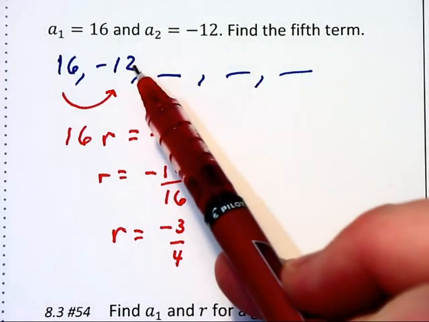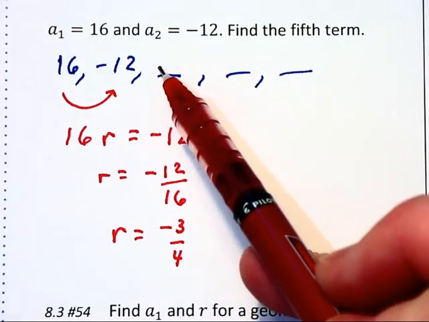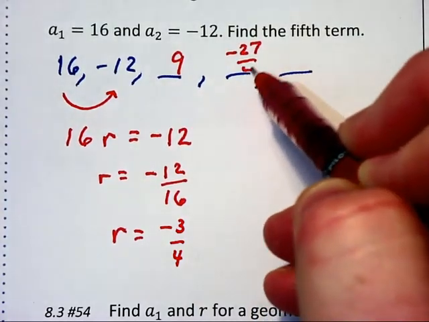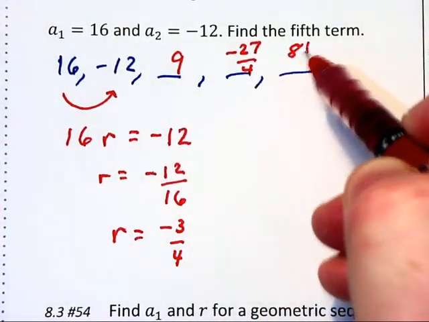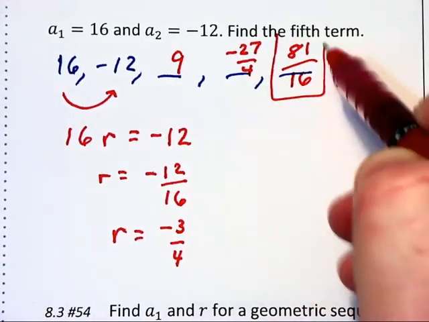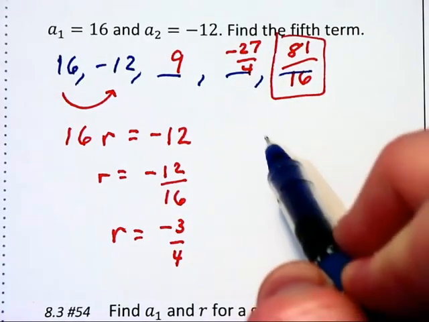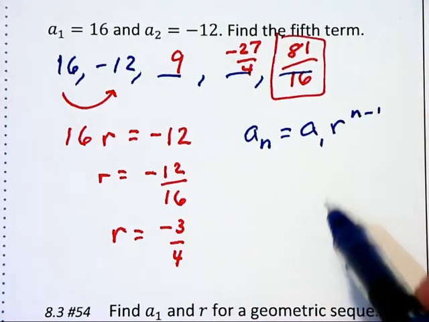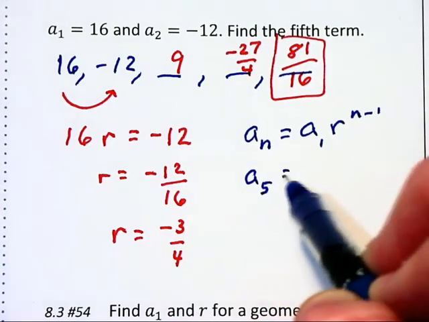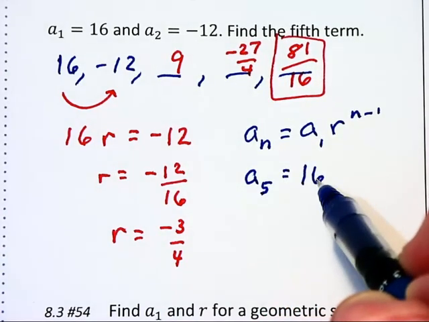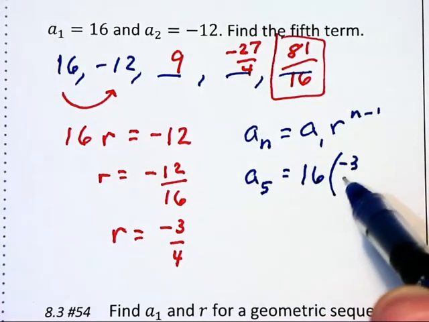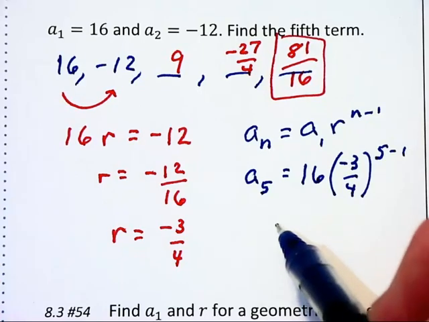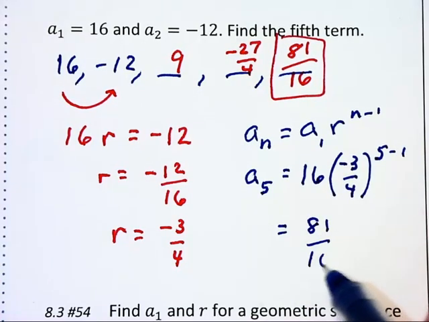Now we have two choices. Do we want to just manually multiply by negative 3/4 and say, okay, this is going to be positive 9, negative 27/4, and 81 over 16 as our fifth term? Or are we going to use the formula a sub n equals a sub 1 r to the n minus first power and say that the fifth term is what you get when you start with 16 and multiply by negative 3/4 to the 5 minus first power?